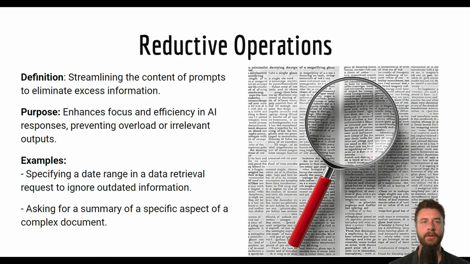Think about reductive operations: streamlining the content of prompts to eliminate excess information. A good example is if you've got a large amount of text, like a large document or an annual report from a company. You can ask through a prompt to identify key and relevant information so that you don't have to spend the whole time going through the entire document. Good examples are a date range and data retrieval, or asking for a summary of a specific aspect of a complex document.